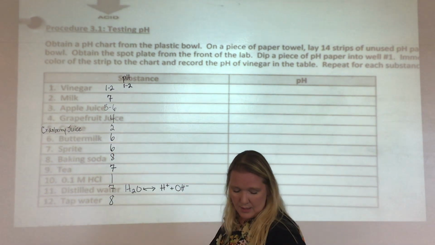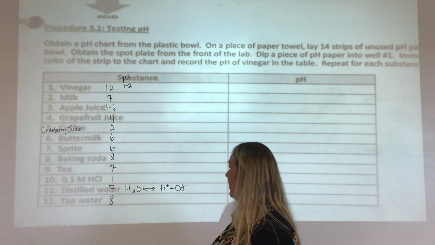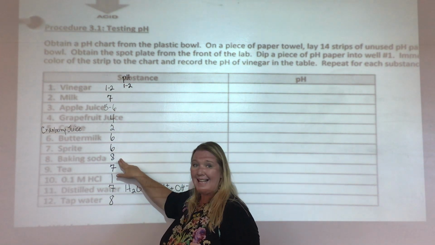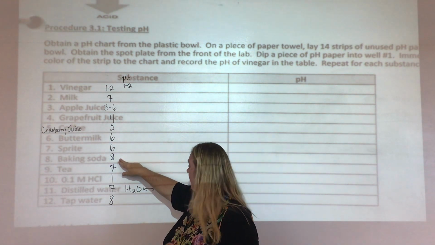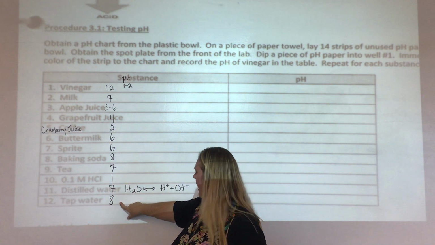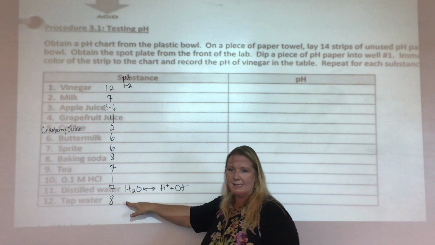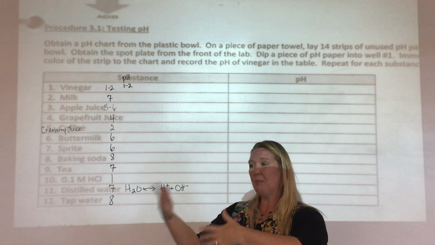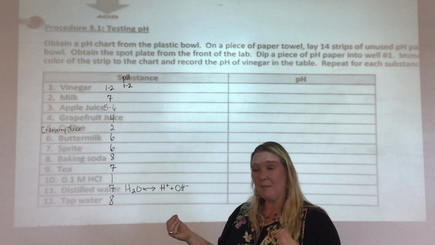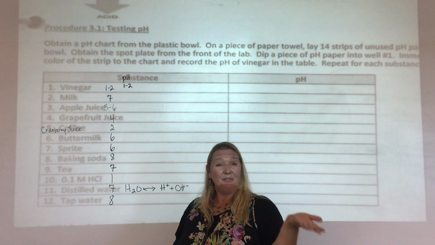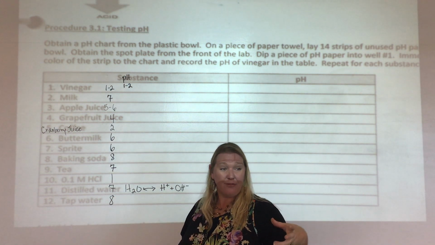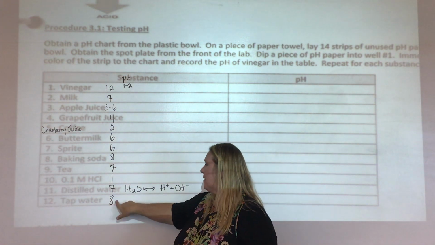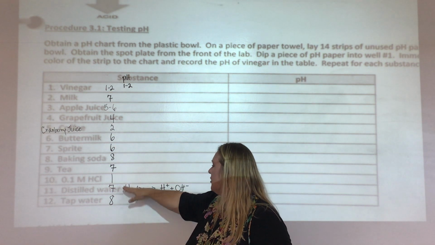The next question says, which substance is the most basic? Basic means it has the highest number. So baking soda has 8. It's above 7, that means it's basic. And the tap water also had 8. Why, if water is supposed to be neutral, is the tap water 8? Well, it might have some other particles in it. Maybe there's some debris, or maybe there's some growth in the pipes or something like that. Maybe there was something in the flask that I took the water out of, because we just put it in a beaker, and then I pulled some of it out of there. So maybe there was something in the beaker. But it should be close to 7.